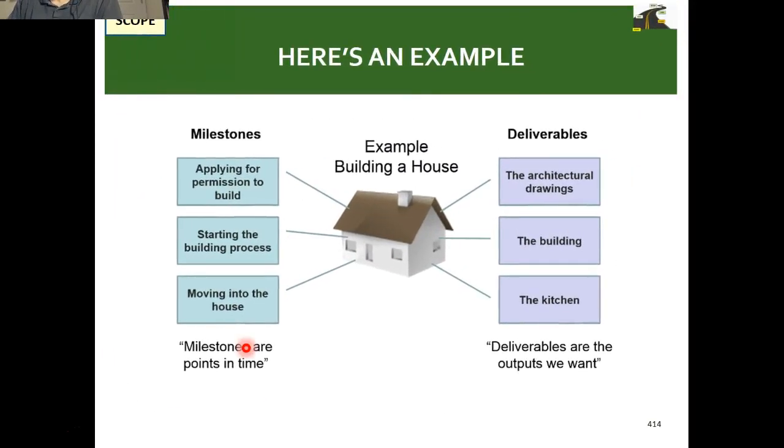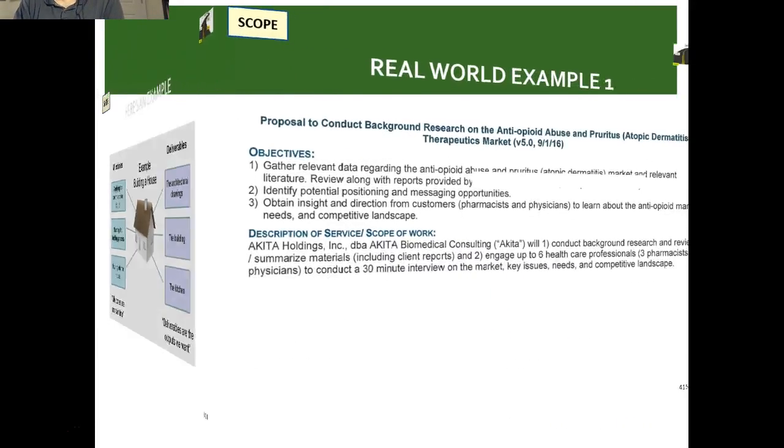And here's an example using a house. We have milestones that apply time or points in time to key pieces: permissions, starting the process, moving into the house. But the deliverables are the outputs that we want: the drawings, the building, and the kitchen. And so those are things we have to think about relative to deliverables.